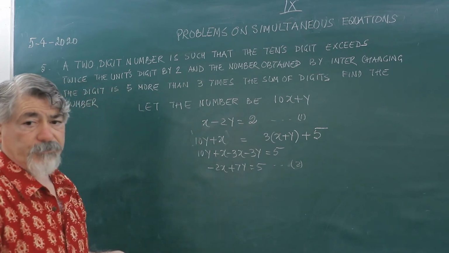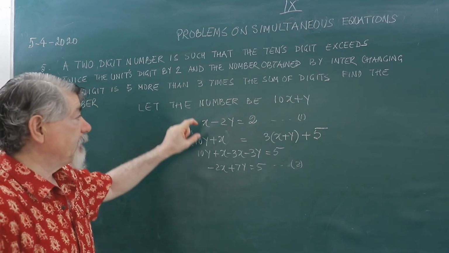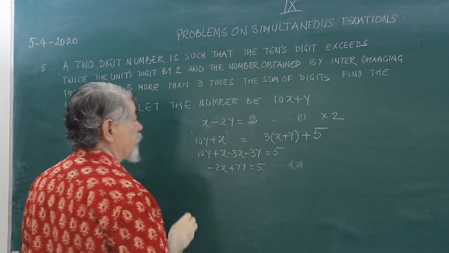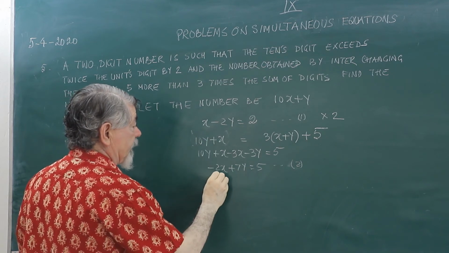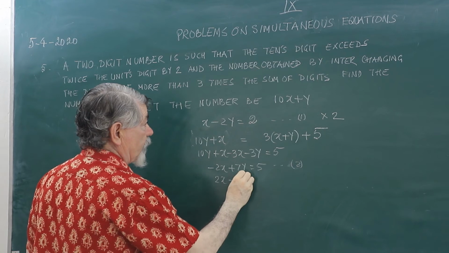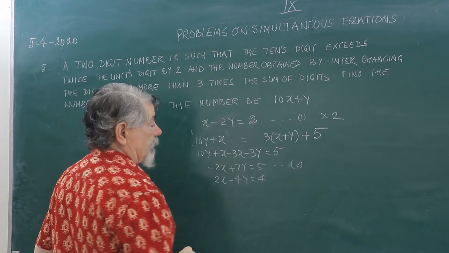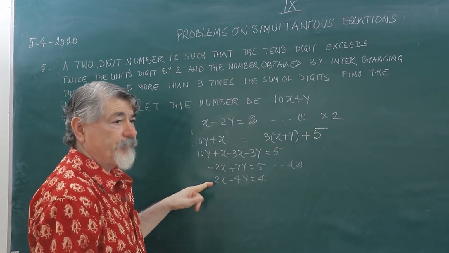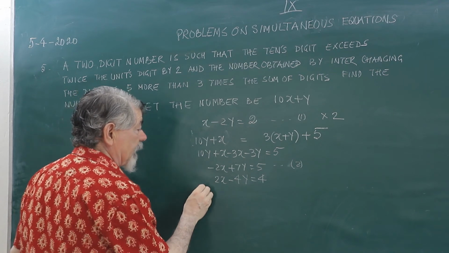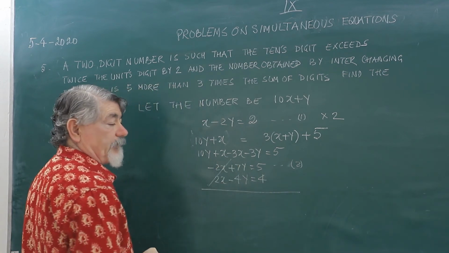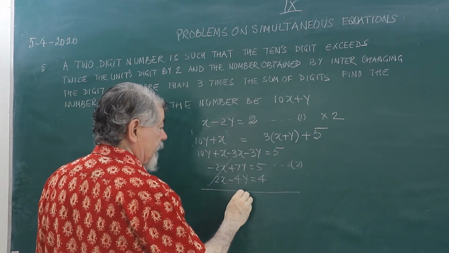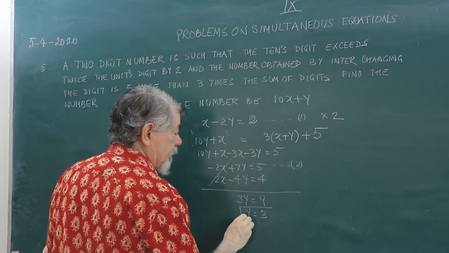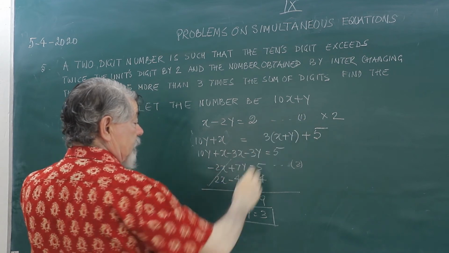Solve equation 1 and 2. For solving, I'll make the x term equal by multiplying equation 1 by 2. It will become 2x minus 4y is equal to 4. Now I have multiplied this equation with 2, so the x coefficient becomes the same, and one is negative, one is positive, so we will add them. Eliminate x. 7y minus 4y is 3y is equal to 9, or y is equal to 3. This is the unit digit.